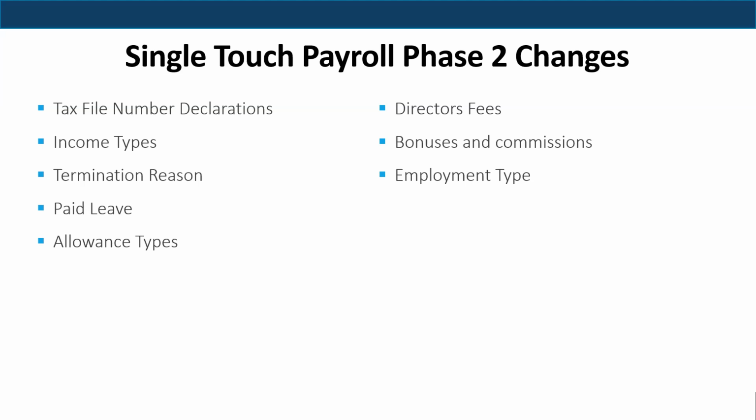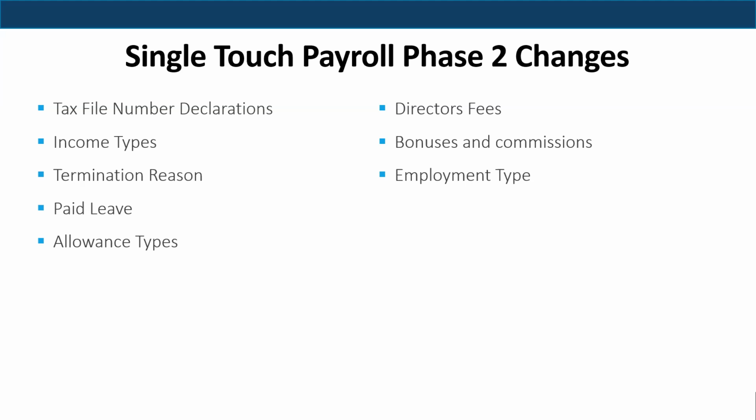If you pay directors' fees, these must now be separately included in your STP Phase 2 report. So directors' fees include payments to a director of a company or a person who performs the duties of a director of the company. There might be times when you pay some employees bonus and commission payments. These are typically paid as a lump sum. So previously, these were reported as a part of your gross payment total, but for STP Phase 2 purposes, they'll now need to be reported separately.